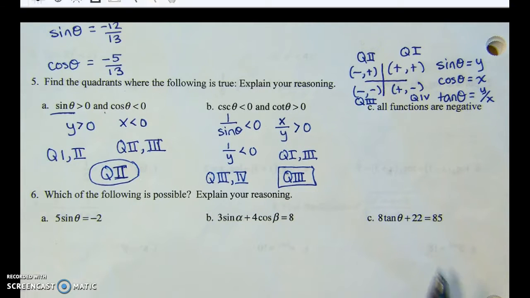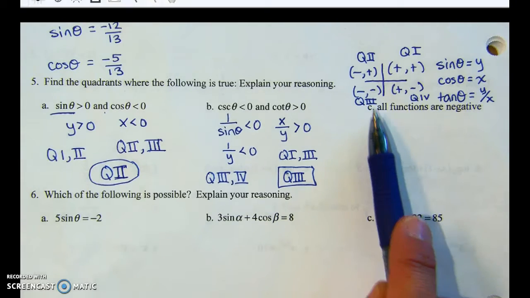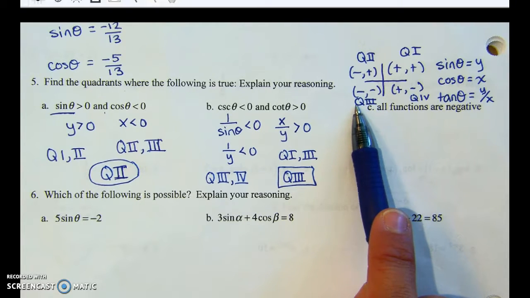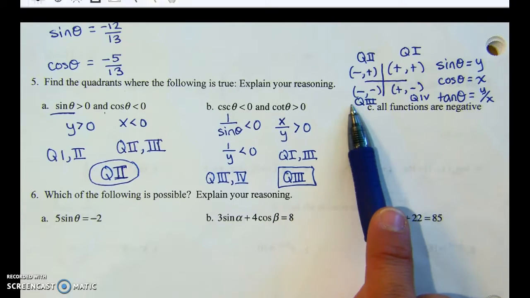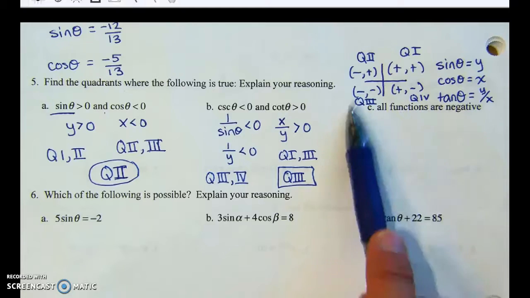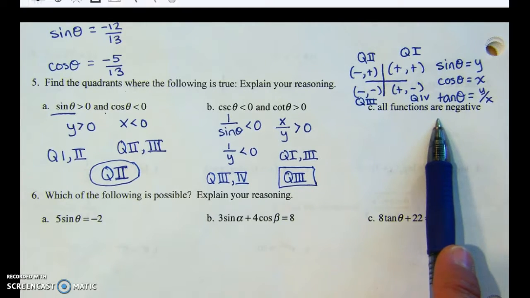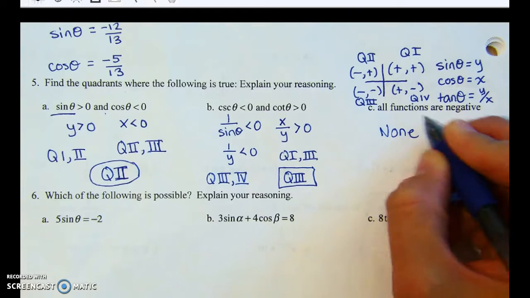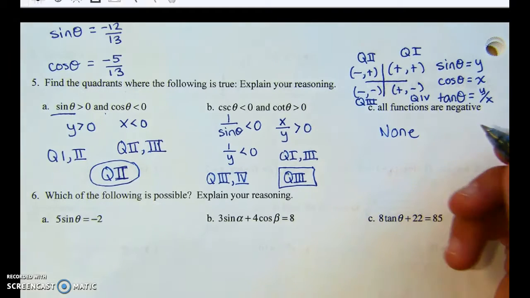C says, where are all functions negative? Where do you see two negatives here? Yeah, but what about the tangent here? The tangent would be positive, right? So is there a quadrant where all functions are negative? No, there's not. I'm assuming when it says all functions that we're talking about all 6 trig functions.